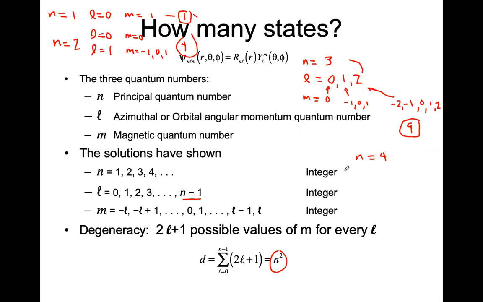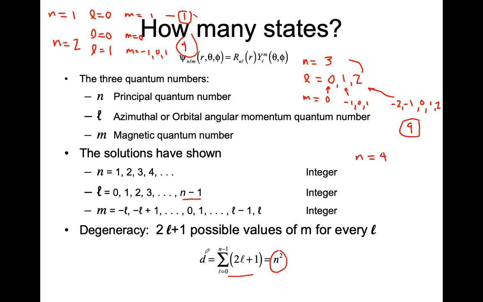And the reason is because each value of L has 2L plus 1 states. If it's 1, I get 3: 2 times 1 plus 1, 3. If it's 2, I get 5: 2 times L plus 1. And I added 5 plus 3 plus 1. And that's what this side is doing.